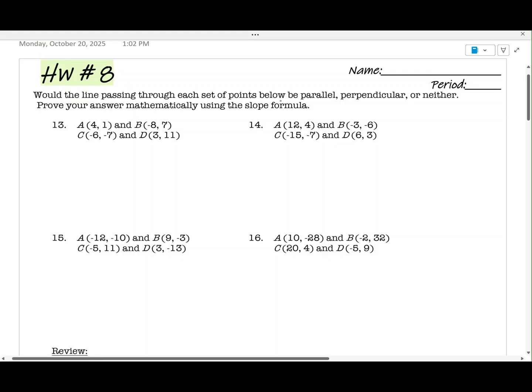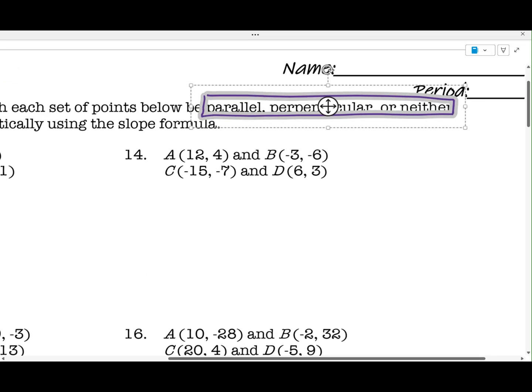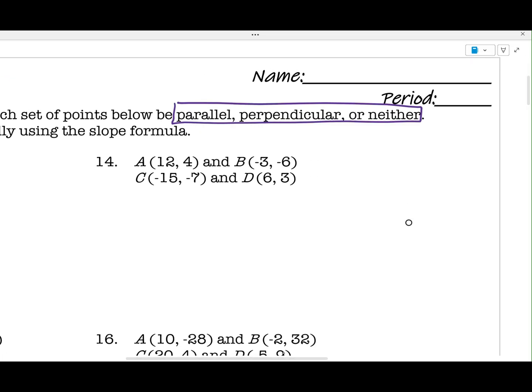Let's go ahead and look at a problem where you're given two different sets of points that go through a line, and our job is to determine whether those two lines will be parallel, perpendicular, or neither. And to do that, since we're given 2 points on a line, we're going to use the slope formula. So, just a reminder, if the lines have the same slope, then they're going to be parallel because they're never going to intersect since they're following the same pattern.